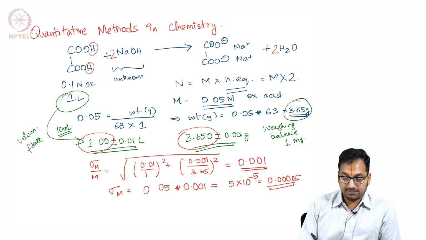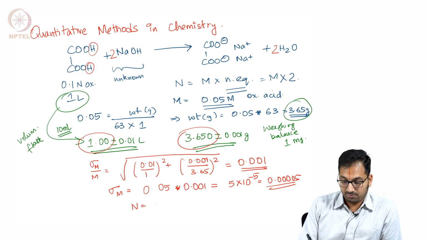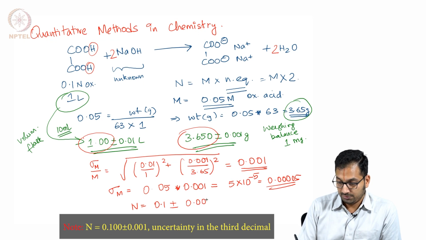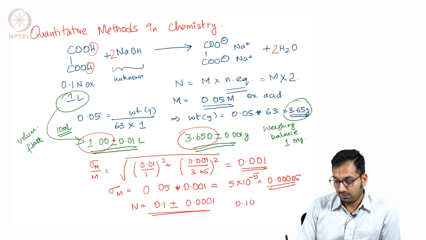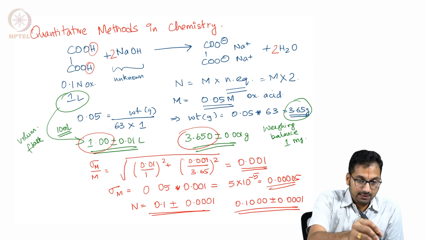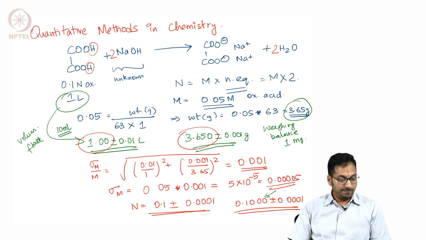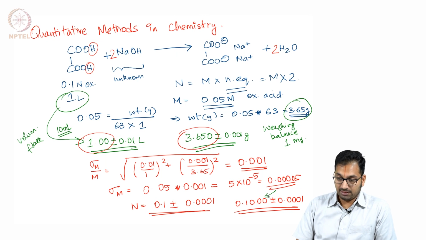okay. So this indicates the normality for this is going to be nothing but 0.1 plus minus 2 times of this, that will be 0.0001. Of course, this should not be written this way, you got to write something like this. This indicates once again that the lack of certainty comes from this value. Okay, so now that we have found this, let us go to the next part.